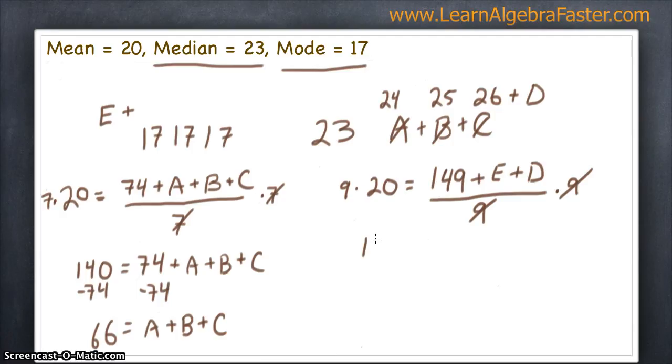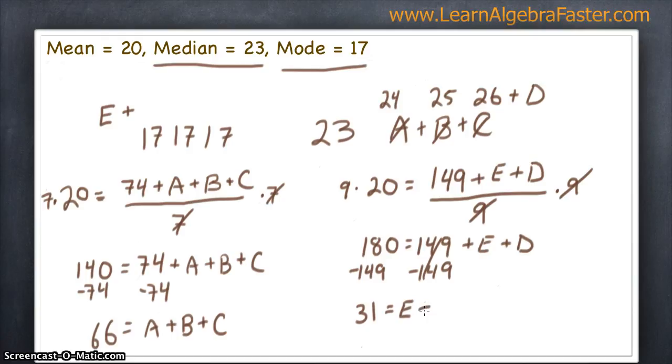9 times 20 is 180. The sum of the existing numbers that we know is 149 still, and we add D and E. Let's do another round of inverse operations and get rid of the 149. Now 180 minus 149 is 31. So now this looks much better.